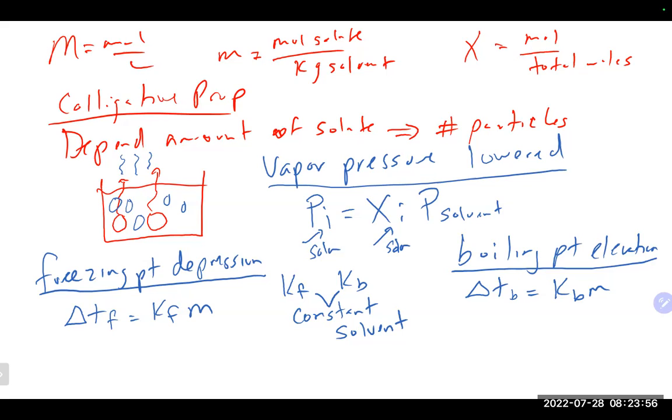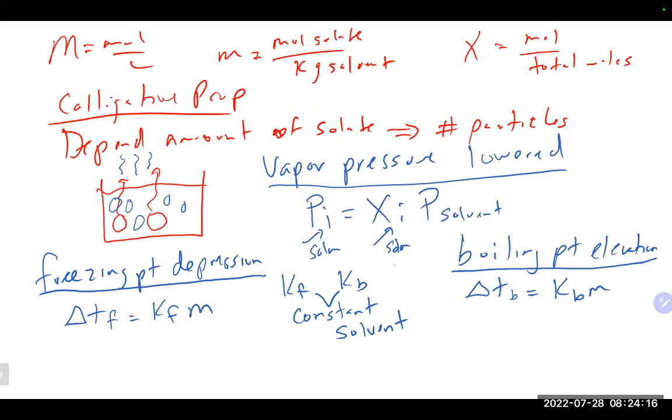Along with that, you also want to make sure you pick out the correct normal boiling point and freezing point for the solvent. Once again, if it is water, it's 0 degrees Celsius for freezing and 100 degrees Celsius for boiling point. But once again, if it is not water, you need to find the correct boiling and freezing point for that particular solvent.